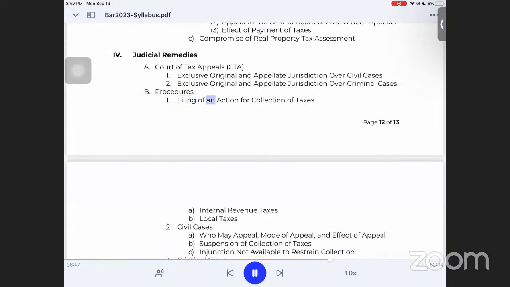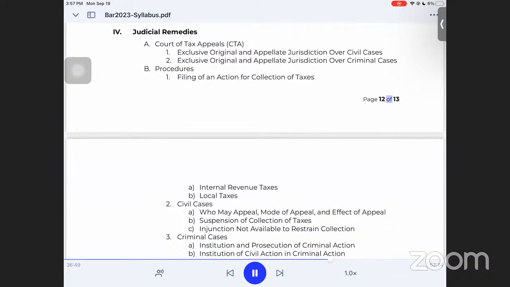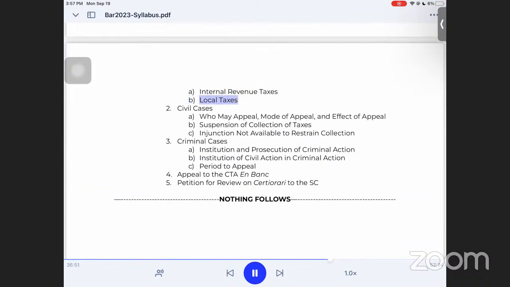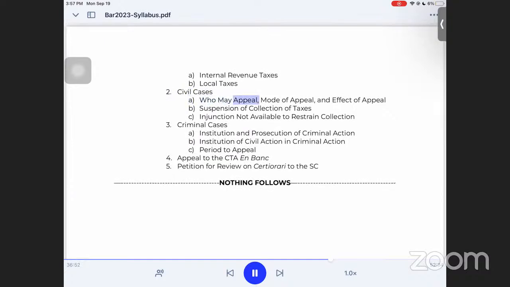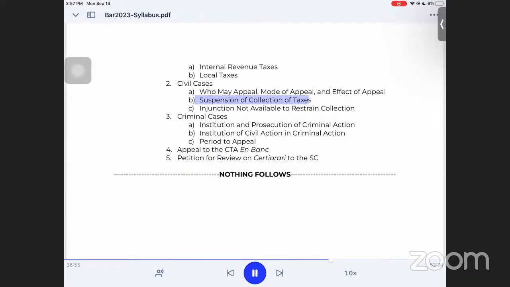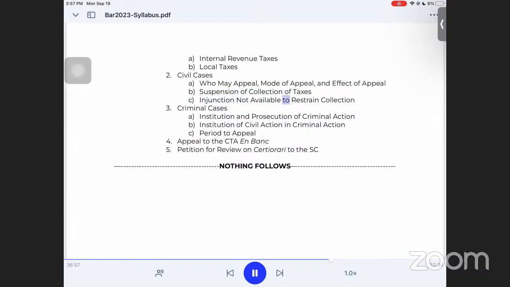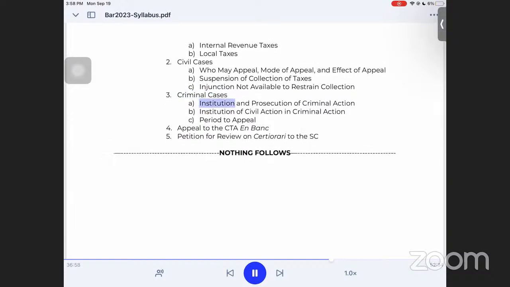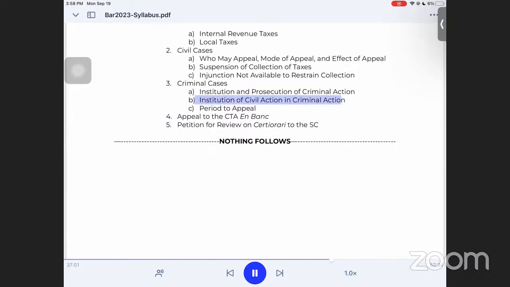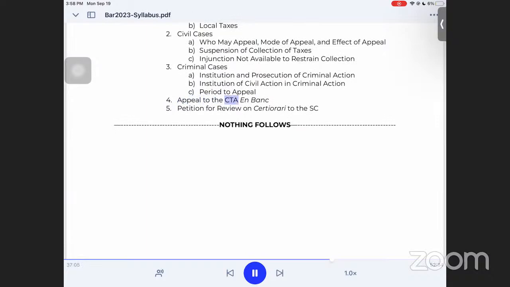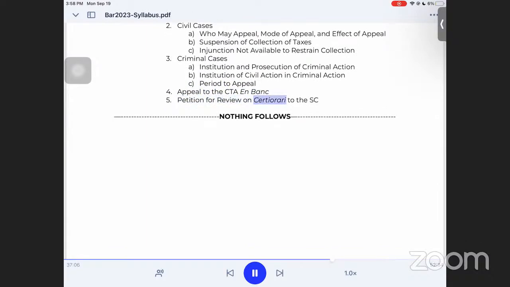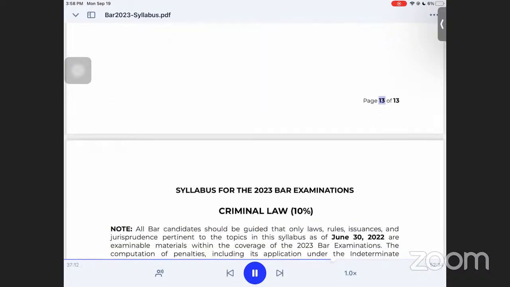B. Procedures. 1. Filing of an action for collection of taxes. Page 12 of 13. A. Internal revenue taxes. B. Local taxes. 2. Civil cases. A. Who may appeal, mode of appeal, and effect of appeal. B. Suspension of collection of taxes. C. Injunction not available to restrain collection. 3. Criminal cases. A. Institution and prosecution of criminal action. B. Institution of civil action in criminal action. C. Period to appeal. 4. Appeal to the CTA en banc. 5. Petition for review on certiorari to the SC. Nothing follows. Page 13 of 13.